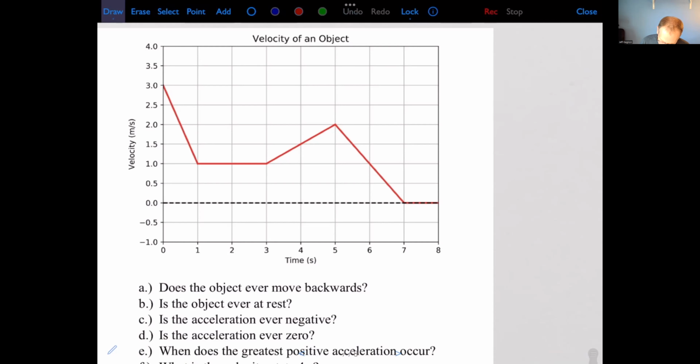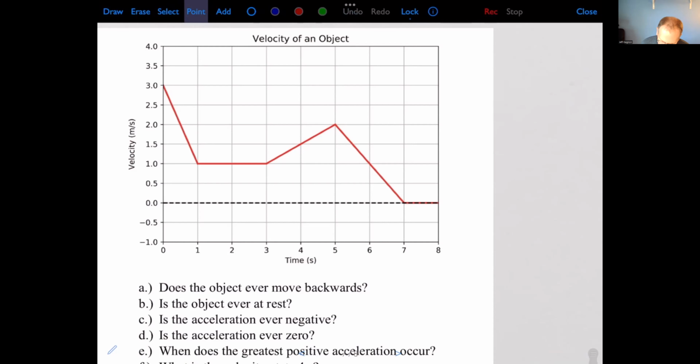So in this case, the first question is, does the object ever move backwards? Well, remember, what tells us the direction of the object? It's going to be the velocity. So the velocity would have to be negative for the object to be moving backwards. Now you have to be careful here, right? If this were position versus time, if this is position and this is time, then you're looking at slopes. But this is velocity versus time, this graph. So I can just look at the graph directly.